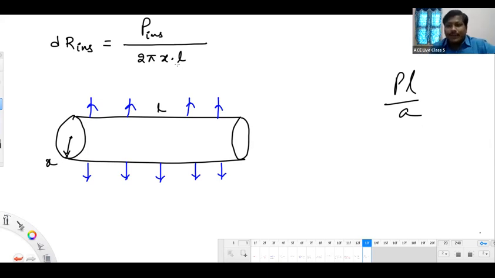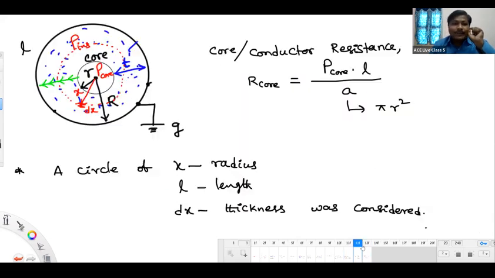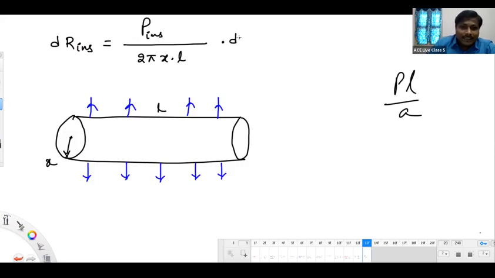What is L? Length of current flow. How much length do we have for the current flow here? That is the length dx. So this multiplied with dx, that is dr insulation.